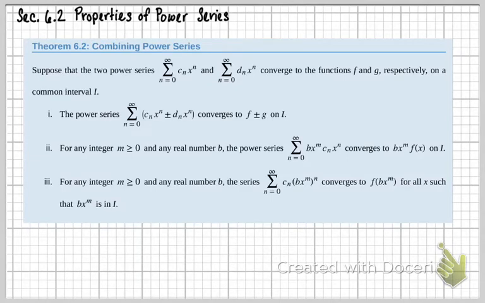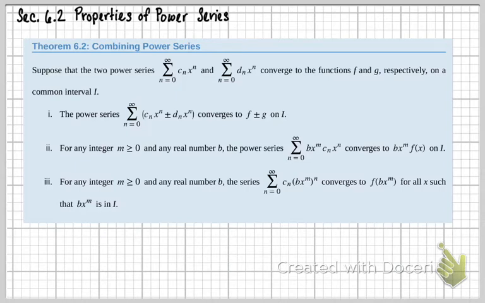Section 6.2, Properties of Power Series. Now this theorem 6.2 says combining power series. So it says suppose that the two power series, the series Cn(x^n) and the series Dn(x^n), converge to the functions f and g respectively on a common interval I.